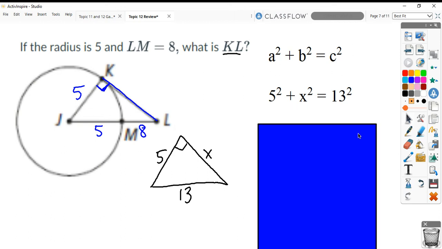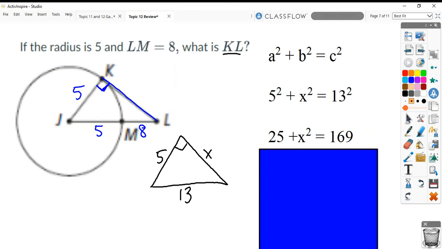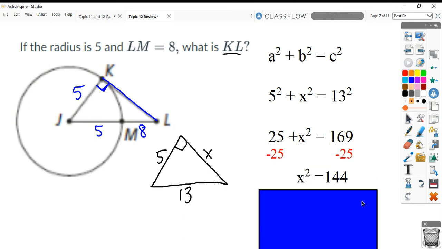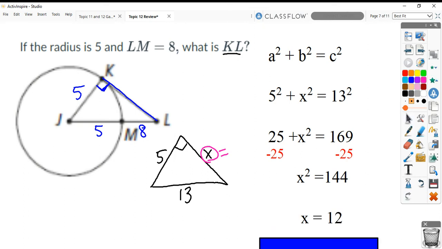After this point, it's just solving for x. You subtract the 25 from both sides. You end up with x squared equals 144. And how convenient is that, that it gives you a whole number answer. This right here turns out to be the square root of 144, which is 12.